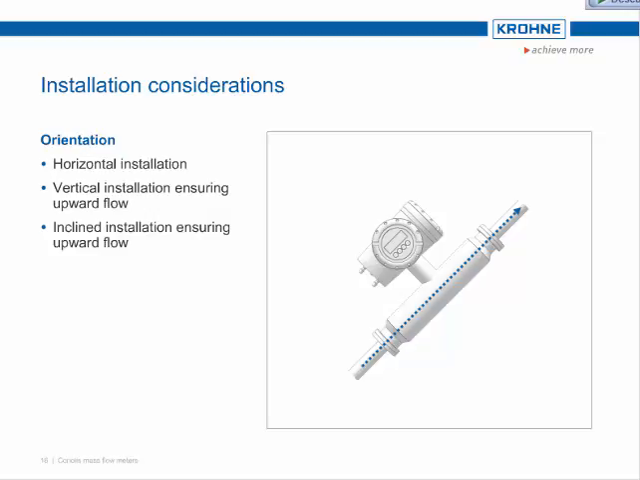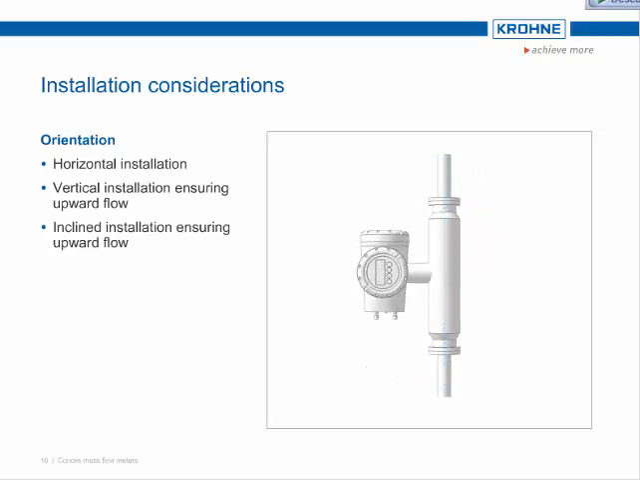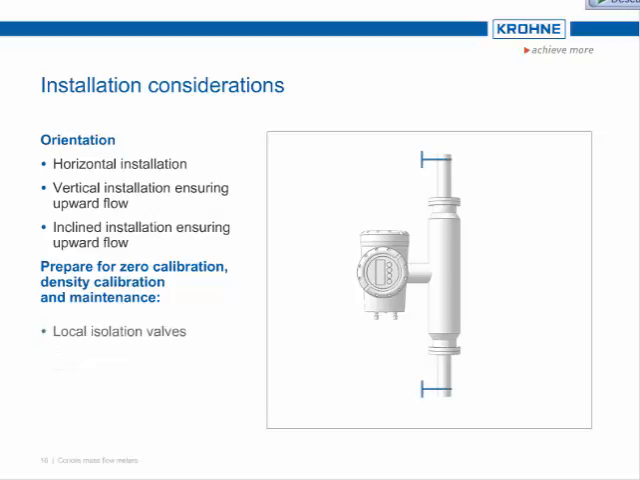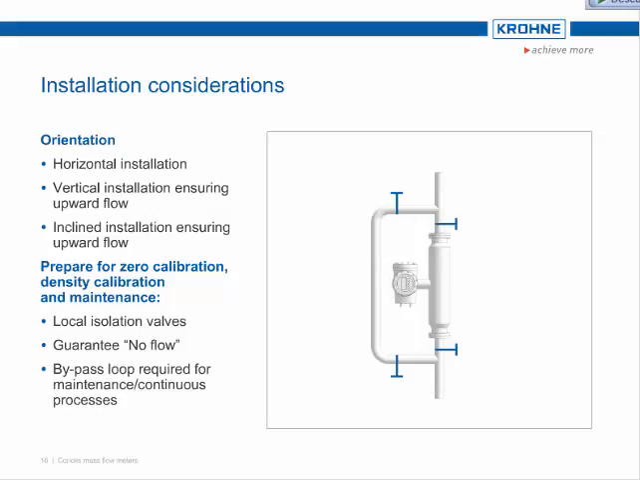Having determined the location for installation and the orientation, ensure vertical installation for drainage or applications with gas bubbles. Prepare the pipework to provide a good zero calibration, density calibration and maintenance. Ensure that isolation valves are installed locally to guarantee a no-flow condition for zero calibration, which is especially important for gas measurement. A bypass loop may also be required for maintenance on continuous processes.